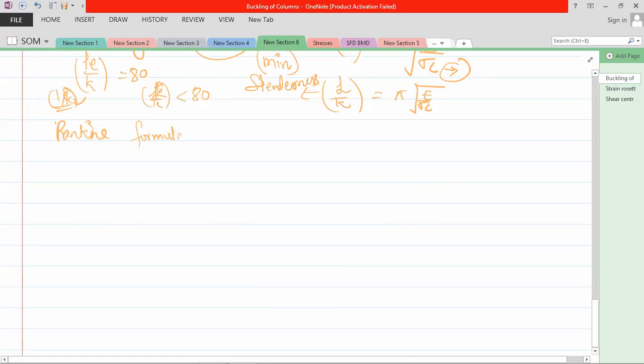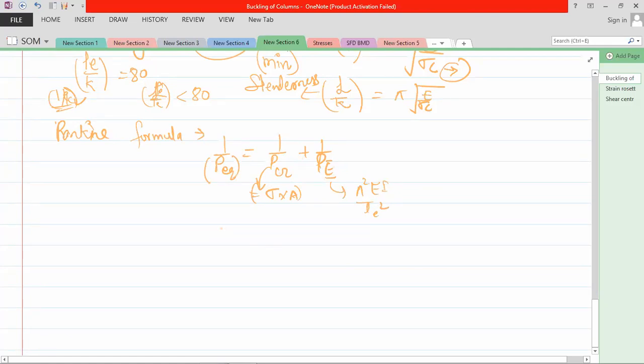What he considered is an equivalent 1 upon P is equal to 1 upon P crushing plus 1 upon P Euler. He put it in this way. Now you know P crushing is sigma into A, and P Euler is pi square EI upon LE square. So he put the equivalent P as 1 upon P crushing plus 1 upon P Euler.